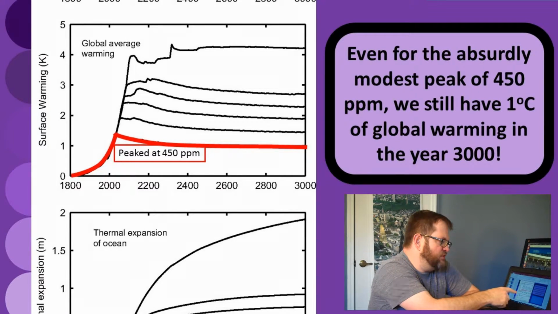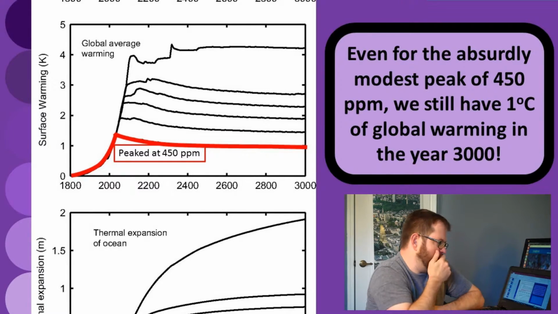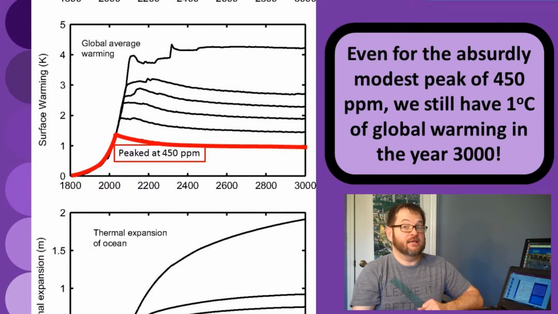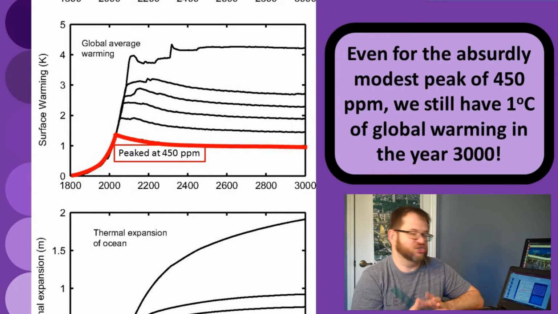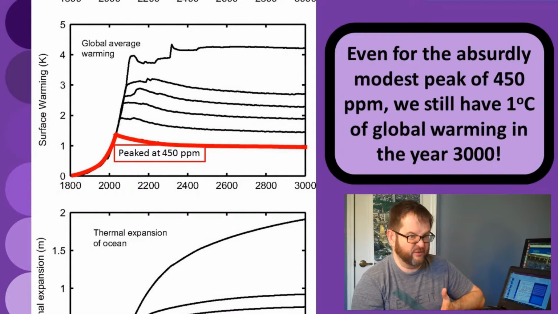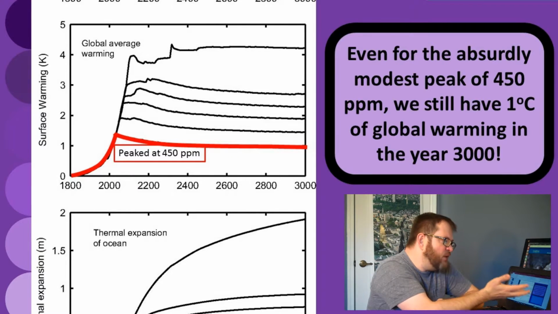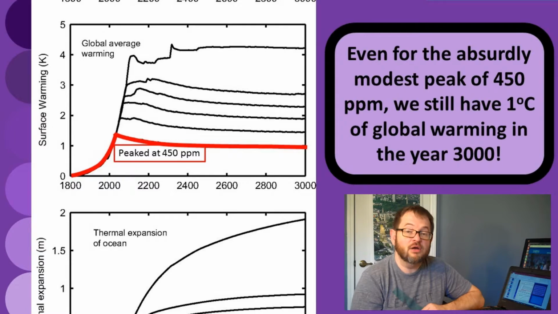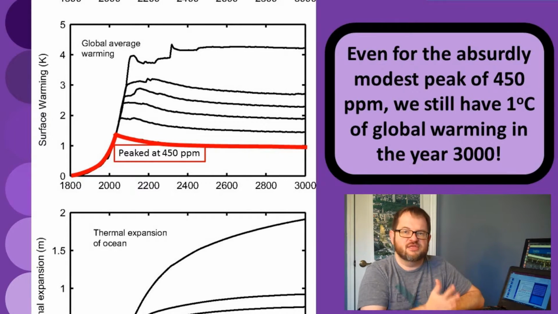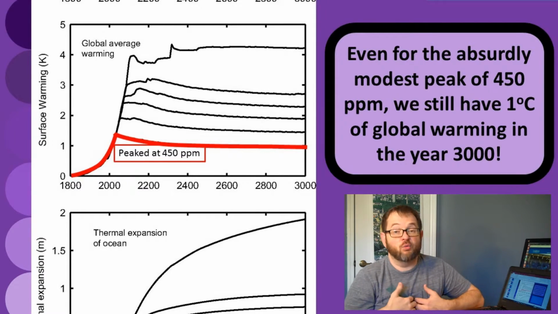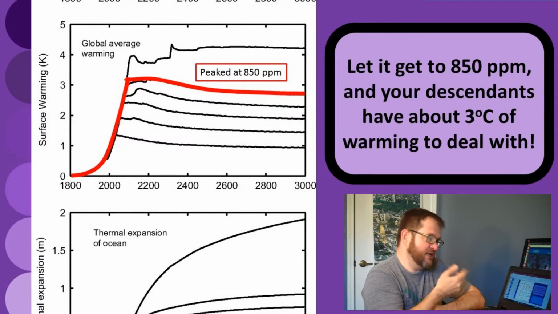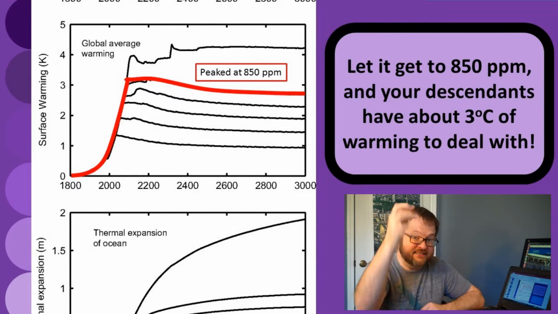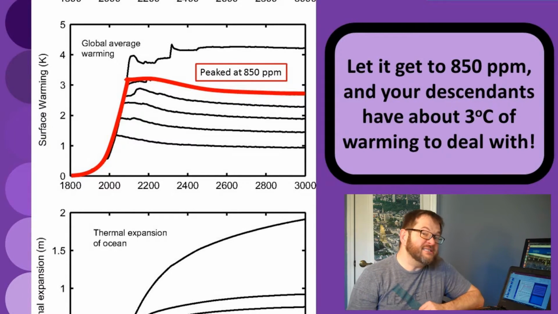All right, so here, again, the y-axis is surface warming in Kelvin, and we have an x-axis that extends all the way out to the year 3000. And you can see that if we have the insanely optimistic possibility of the carbon dioxide concentrations never getting higher than 450, again, we currently have 400 parts per million, well, even 1,000 years from now, the planet is still a degree warmer than it was at the start of the Industrial Revolution. This is a very long period of time that our descendants are paying the price for how we are using fossil fuels. In fact, if you let it go all the way to 850 parts per million before we get off of fossil fuels, you can see that your distant descendants will have to deal with about 3 degrees Celsius of global warming.